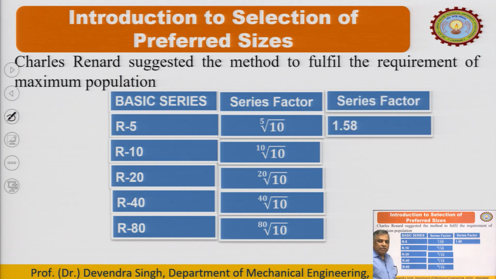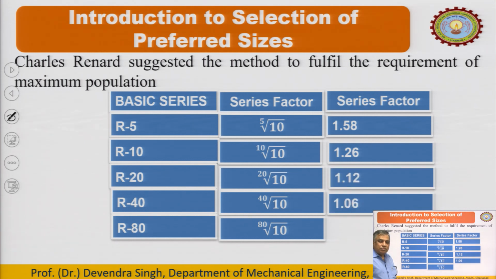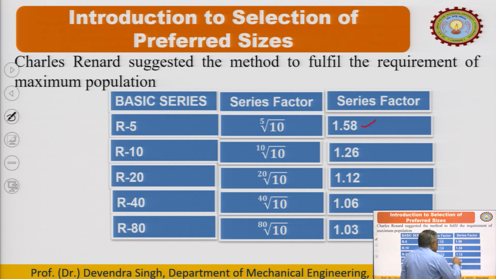And these are the values of these roots. For R5 we use 1.58, for R10 this is 1.26, for R20 this is 1.12, for R40 this is 1.06, and R80 is 1.03. These are the fixed ratios, the fixed series factors recommended by Charles Renard to build a series.